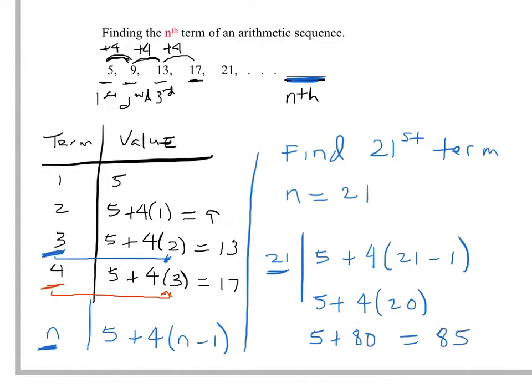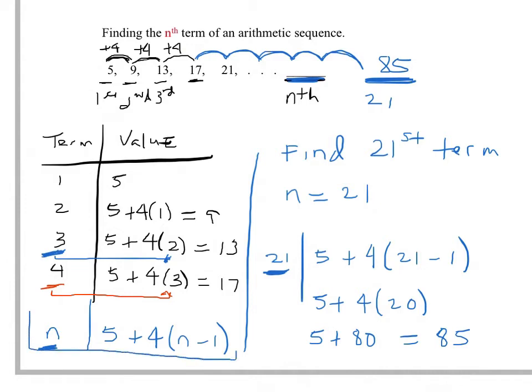Okay, so if I bounced along out here and got to the 21st term, then it would be 85. And if you are curious, I would suggest that you write these numbers down and bounce along there, add 4 19 or 20 times, and see if you don't come up with 85 as a result. But that's how you do it. This equation right here will never change if you have an arithmetic sequence.